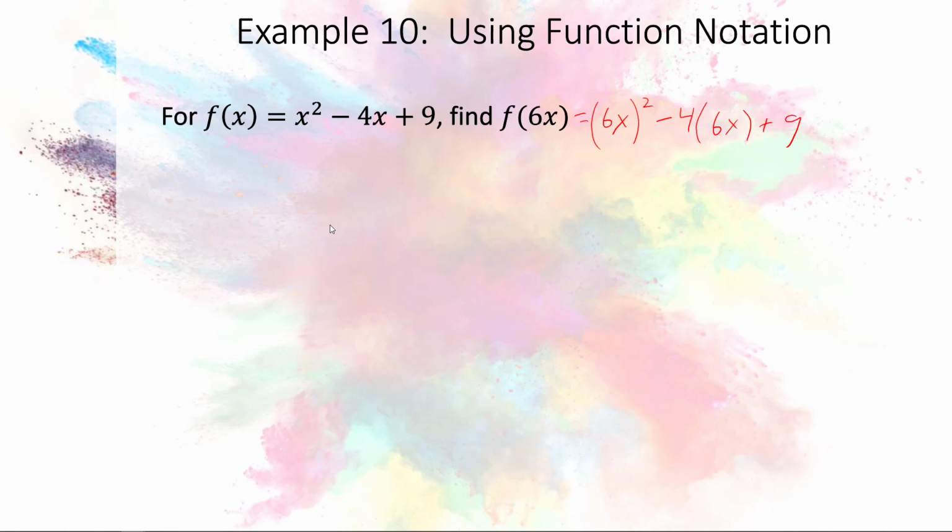So if our function is defined like this, we will replace x with whatever is in the argument here, which is essentially what we did. Then once we evaluate that, we are going to have that f of 6x is going to be 6x squared, which is just 36x squared, minus 4 times 6x, which would be minus 24x, plus 9. And there you go.